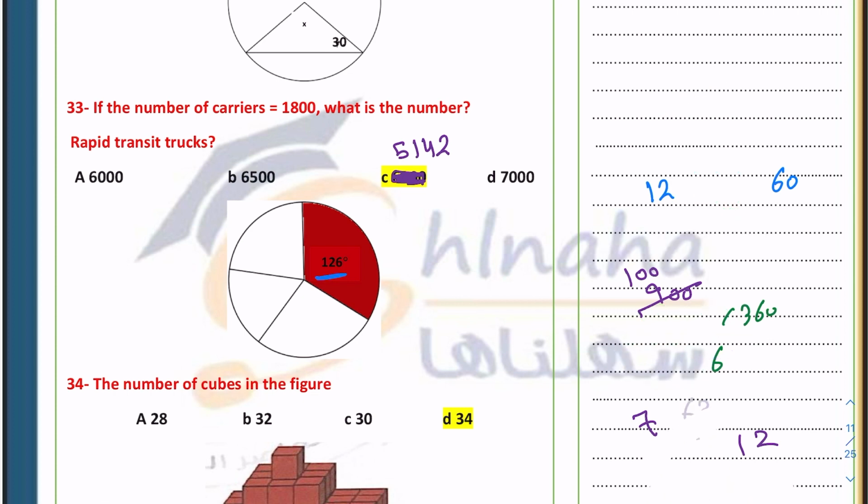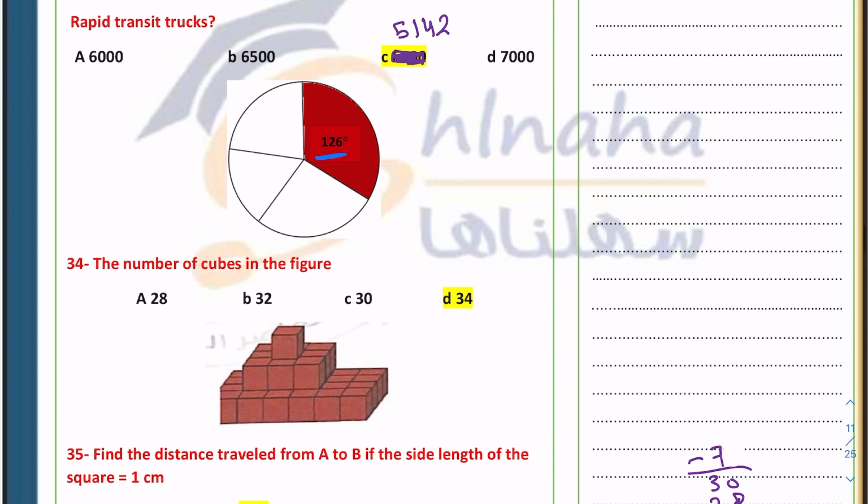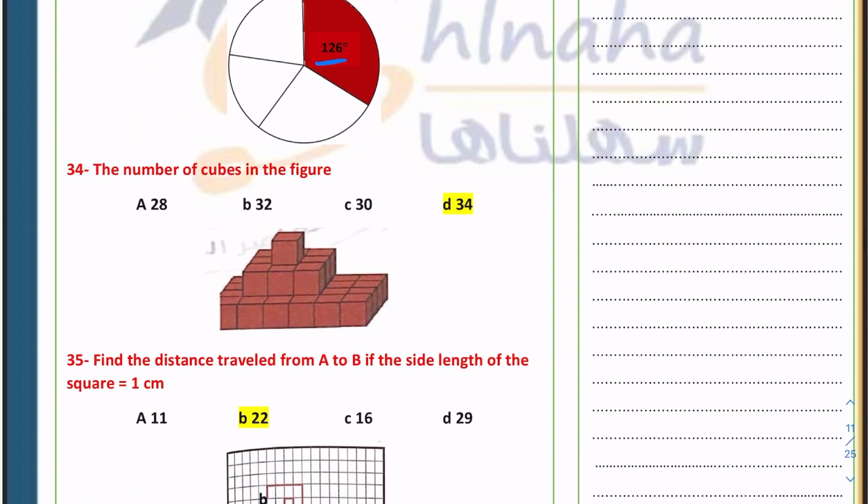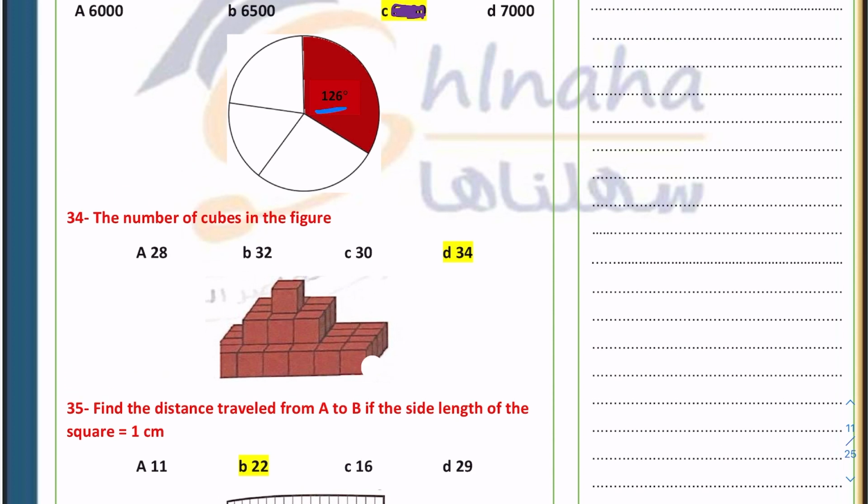Which is 34. How many cubes are in this figure? And I have to count it by multiplying. Here I have how many? I have 4. Okay, do you see? Here it's 4. And here it's how many? 1, 2, 3, 4, 5, 6. So the first floor will be 4 times 6, 24. Here also, I have 3 times 3, 9. And here I have 1, which will be 34.